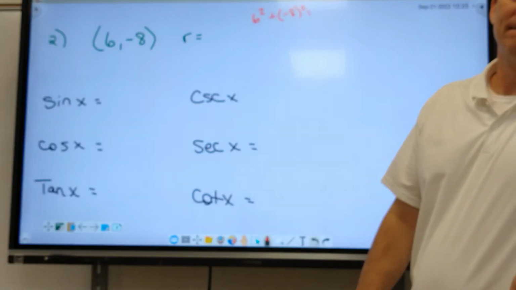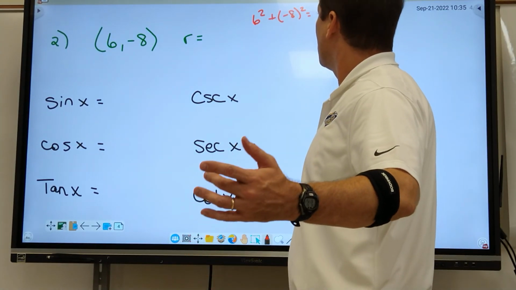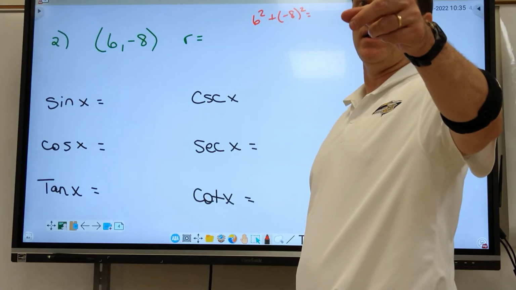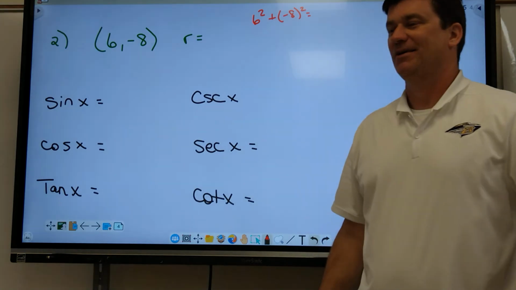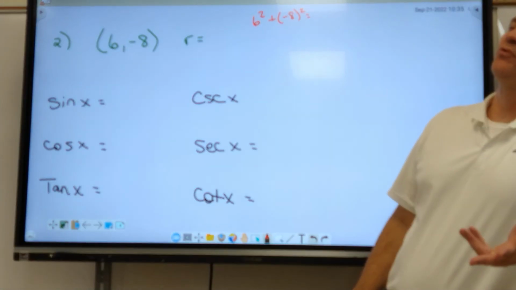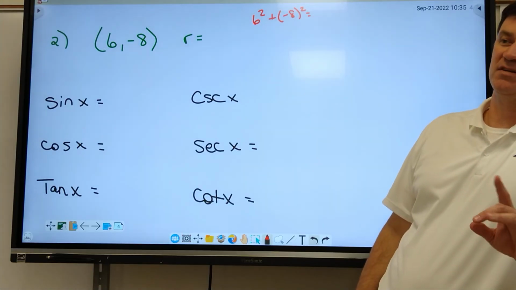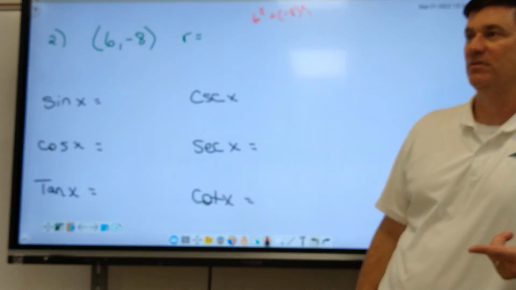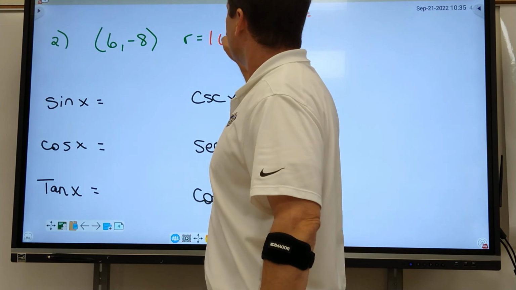-28. Make sure you put parentheses around the -8. That's what the problem is. If you don't put parentheses, you're going to mess up. It should be 100. All right, so what's the square root of 100? That's how we get 10.